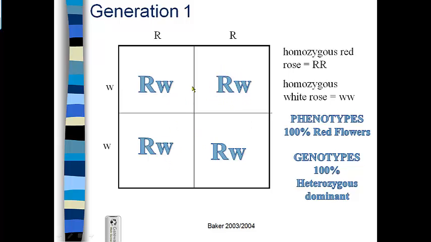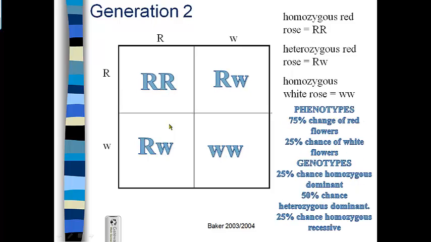Let's take now two of these children and have these children breed and create offspring. So here are the children, capital R, little w, capital R, little w. This one up here is a heterozygous dominant flower. This one here is a heterozygous dominant flower. And we bring down the R's and we bring over the W's, and then we get basically these things in here. For our phenotypes, for what the children will look like, we have a 1, 2, 3/4 chance or 75% chance of having red flowers. We have a 25% chance of having white flowers.